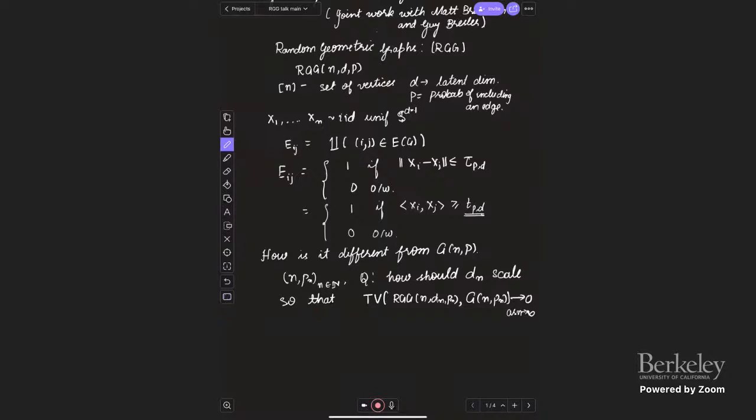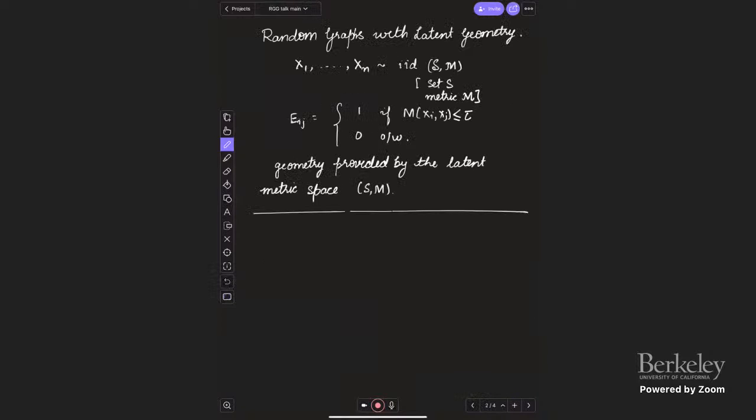So this basically gives us bounds on statistical testability. That is, if the limit as n tends to infinity of the total variation distance between these two models converges to 0, then with a single sample, we cannot distinguish between random geometric graphs and Erdős–Rényi random graphs. And this will be the topic of our discussion today.